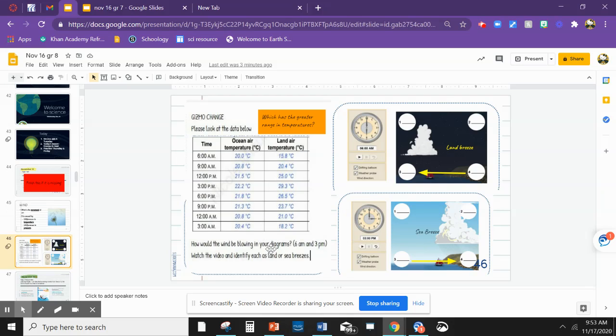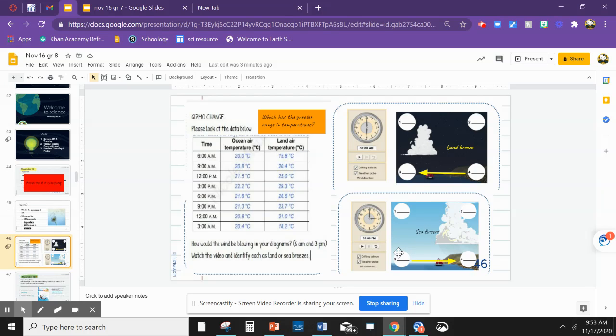So here was some data, and you're thinking about how the wind would be blowing. Wind is always going to go from where it's more dense or colder to where it's warmer. And so at 6 a.m., the wind is blowing from the land out towards the ocean or the water here, and we call that a land breeze. And then that air will kind of heat up and circulate through like this. That's the formation of a land breeze.